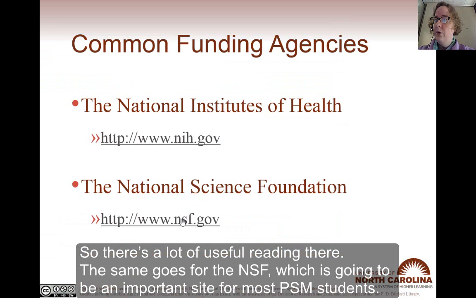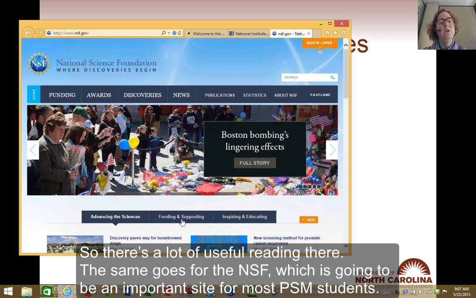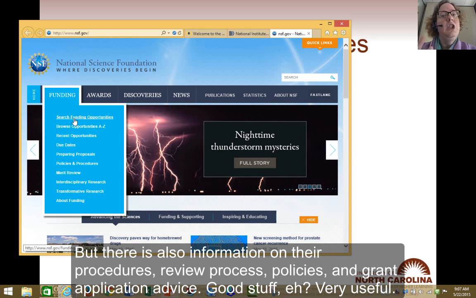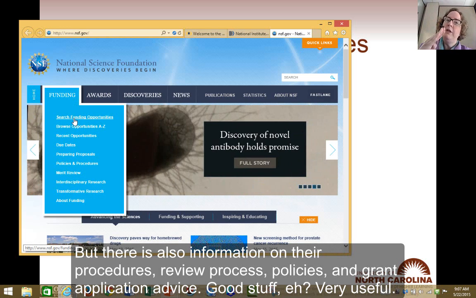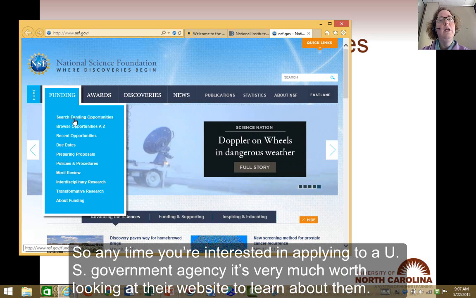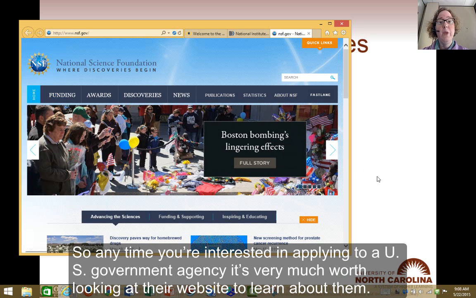And the same goes for the NSF, which is going to be a very important site for most PSM students. Again, you'll see there's a link to search funding opportunities. But there is also information on their procedures, their review process, their policies, their grant application advice. Good stuff, huh? It's very useful. So, anytime you're interested in applying to a U.S. government agency, it's very much worth looking at their website to learn about them.